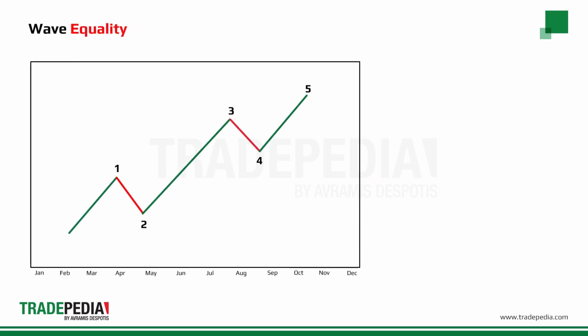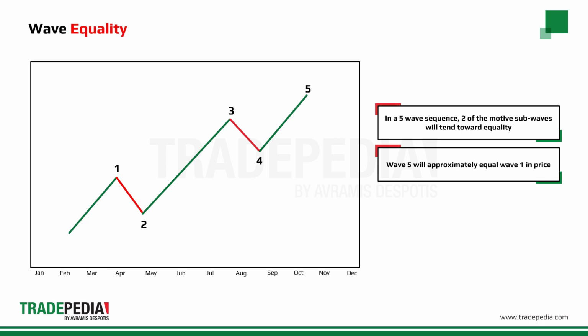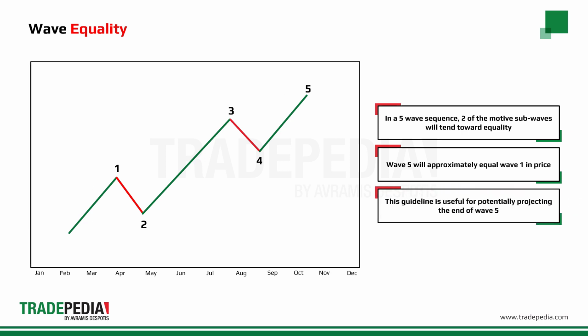Among other guidelines that can help traders is the guideline of equality. It implies that in a 5-wave sequence, 2 of the motive subwaves will tend toward equality. This is mostly true for Wave 5 and Wave 1, which tend to be equal in price. This guideline is useful for potentially projecting the end of Wave 5 in a motive wave.